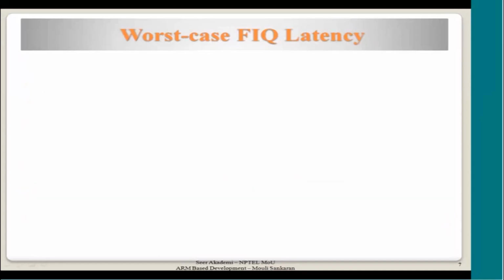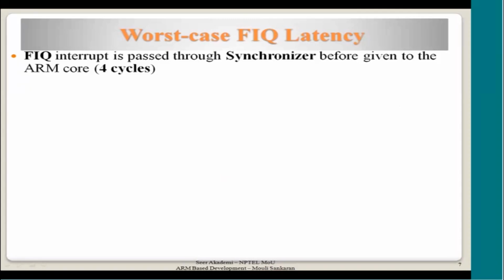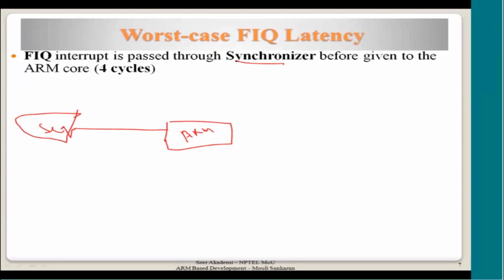Let us see. Now this is the timing I am going to show you. The FIQ interrupt is passed through a synchronizer. What I mean by that: I told you that FIQ is connected to the processor directly, right? But there is a hardware sequencer which will take 4 cycles, from the time the FIQ interrupt is generated to the time the FIQ signal comes to the processor. Okay, this is ARM.